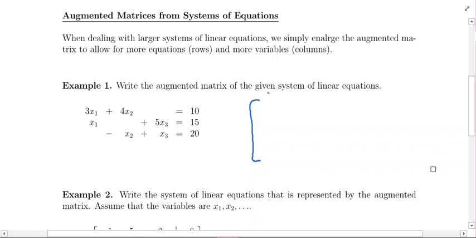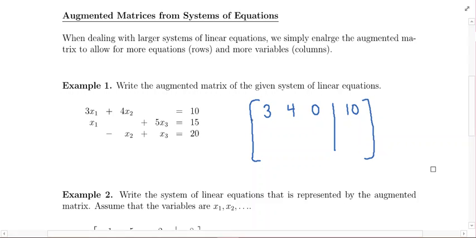Remember, when you construct the matrix, you drop the variables. In the first equation, there is a 3 in front of x1. There is a 4 in front of x2. You're missing x3. So remember what we learned in the last section: if you're missing a variable, you have to use a 0 as a placeholder. The vertical bar poses as the equal sign. There's a 10 on the other side. So that's how you translate the first equation into the matrix.